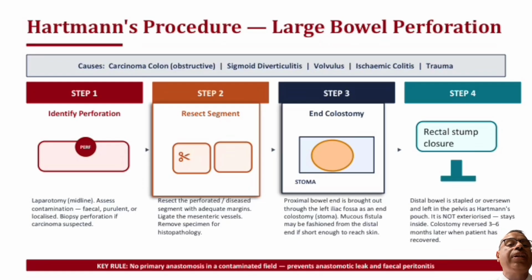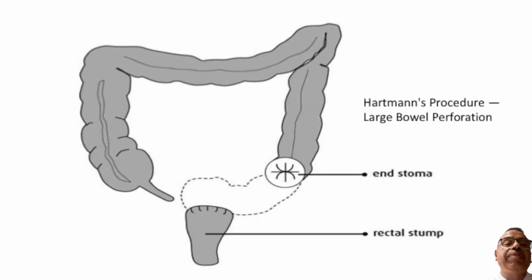So this is in a nutshell what is known as Hartmann's procedure. We will see it in the diagrammatic representation also. As shown here, we have excised the part of the gut which is diseased. The proximal part of the sigmoid is brought out as an end stoma. The rectal stump is stapled or oversewn, which is known as Hartmann's pouch. And later on, after 3 to 6 months, the restoration of bowel continuity can be done.